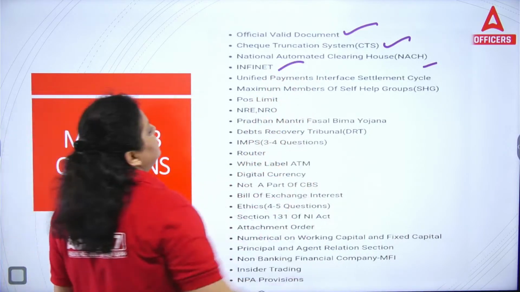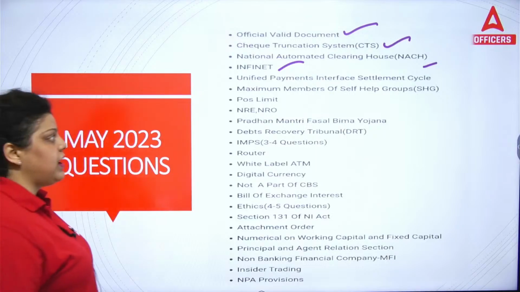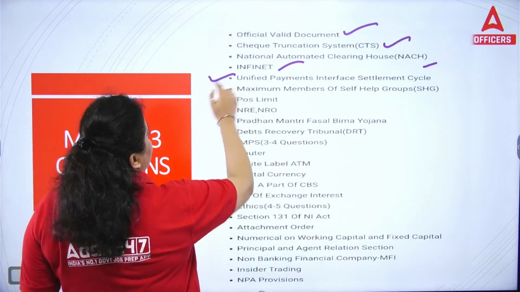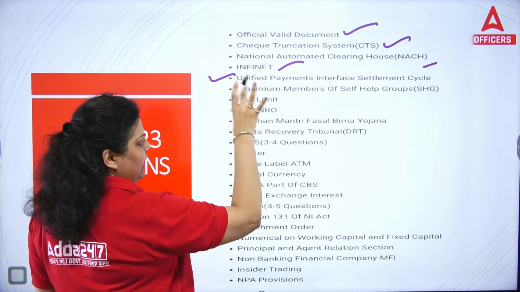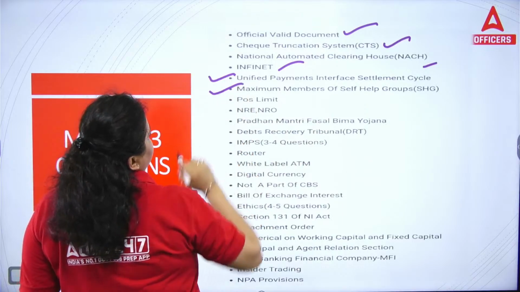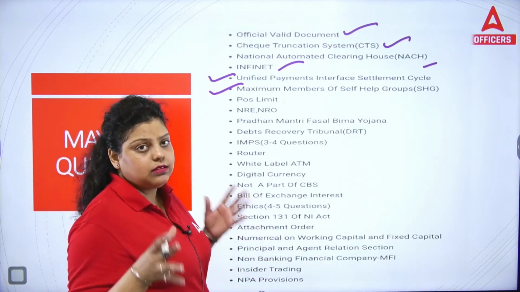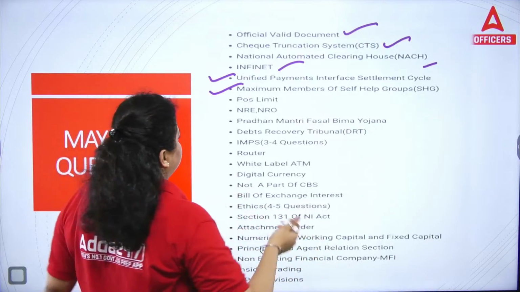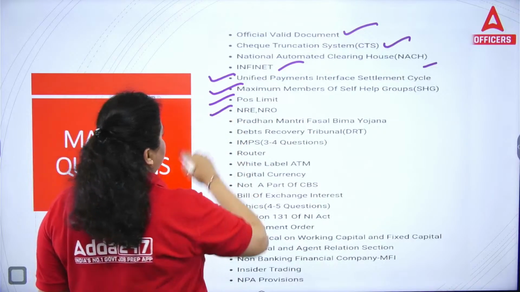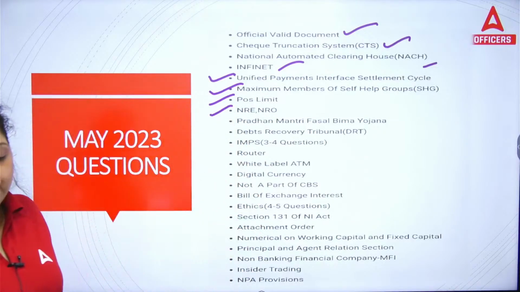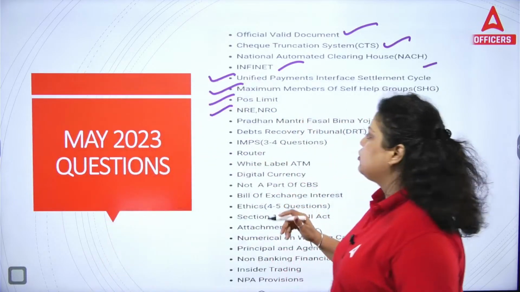Infinet is a service that has been provided by IFTAS, the subsidiary of RBI. UPI, Interface Settlement Cycle, that we are talking about under the NPCI. Maximum members of a self-help group, like 10 to 20 members will be there, but in the hill areas, it can be 5. POS limit, point of sale limit. NRE account, NRO account that can be opened by NRIs.